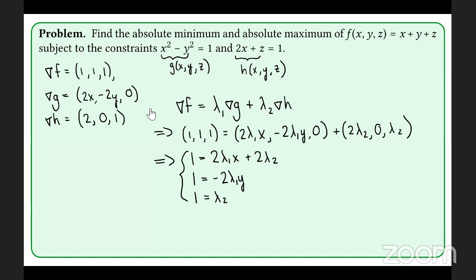Okay. So the reason why I said in one of the previous slides that there are multiple ways of solving these things is that sometimes it's not the best idea to try to get the right-hand sides of all these equations to be the same thing. Right off the bat, we actually see that lambda 2 equals 1. So let's just incorporate that into the other equations. Okay, so lambda 2 equals 1, that tells us that 1 equals 2 lambda 1 x plus 2.